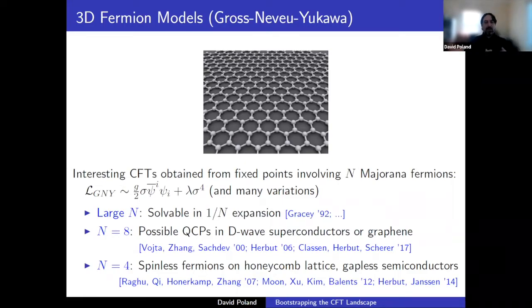And at various small values of n, there are interesting applications of these models. For example, there have been proposed applications to critical points in D-wave superconductors, and possible critical points in graphene.